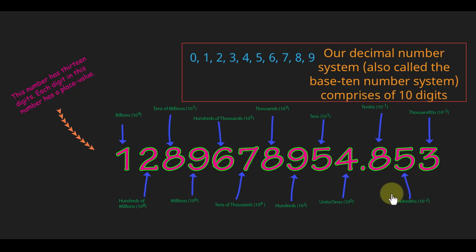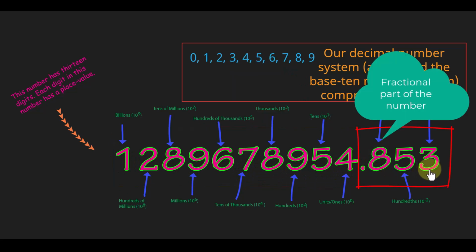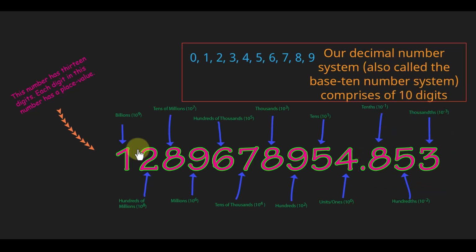1,289,678,954.853. So we have a whole number to the left of the decimal point. We have the fractional part of the whole number to the right. So this number has 13 digits. Each digit in this number has a place value.